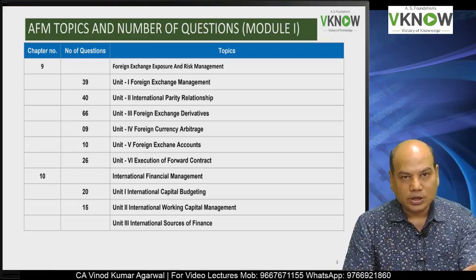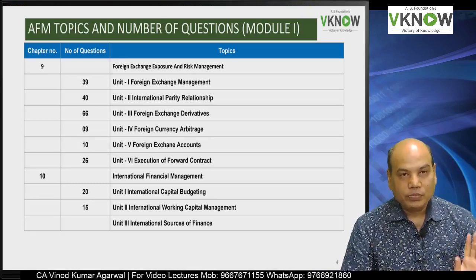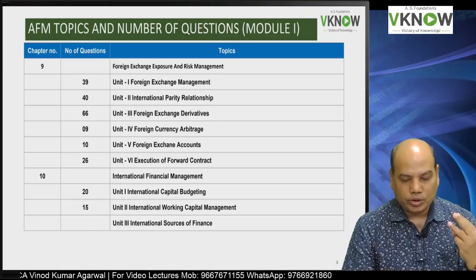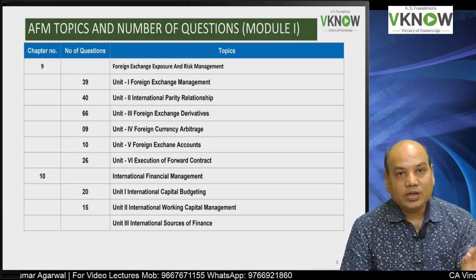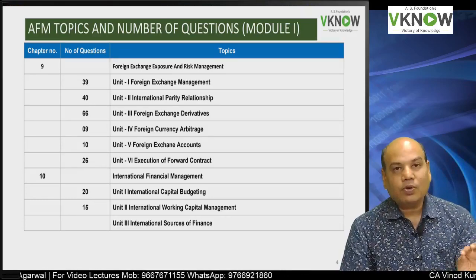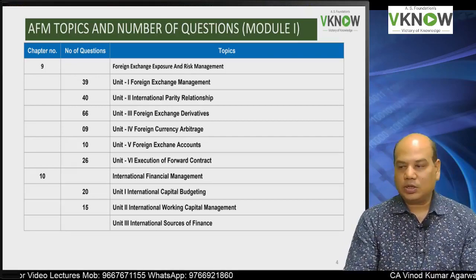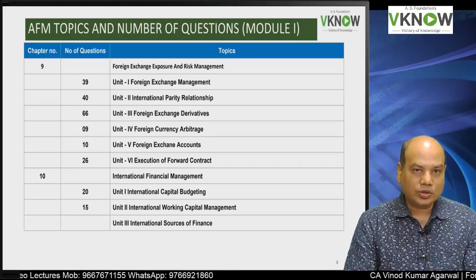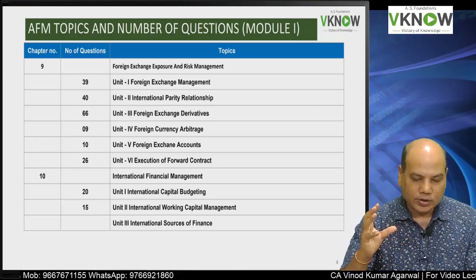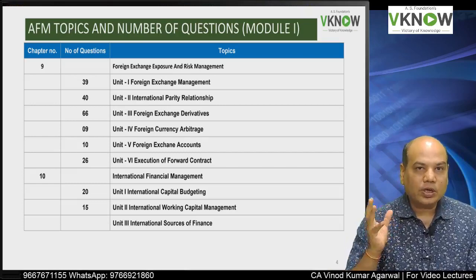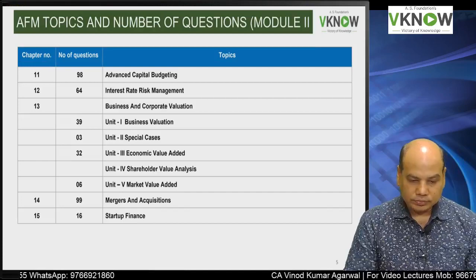And then it continues in chapter number 10 also, international financial management, which I have divided into 3 units. International capital budgeting, where we have 20 questions. International working capital management, where we have 15 questions, and there is a theory topic called international sources of finance. Normally students call these two topics forex. If you take the total, it will come to somewhere close to 200 questions covered in the class.